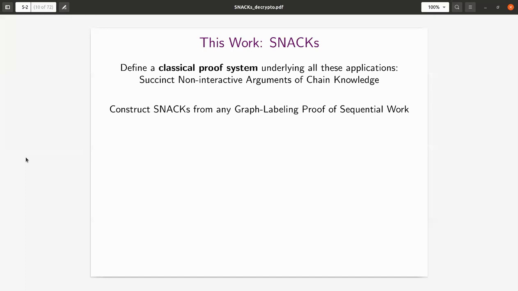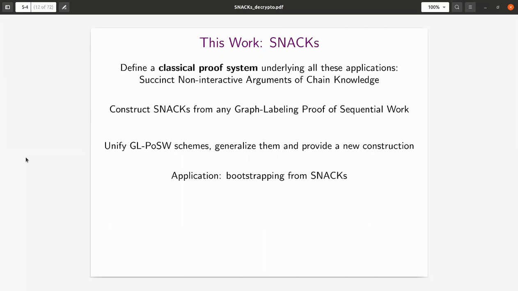We construct snacks from any graph labeling proof of sequential work scheme. And along the way, we unify these graph labeling proof of sequential work schemes. We give a unified definition, we generalize them, and we provide a simple new construction that is a twist of existing constructions, but nevertheless is useful for the setting that we have, and it's very nice to explain things through this construction. The application towards the end, I will see how to use this theory that we developed to actually give a solution to the bootstrapping problem using the snacks.